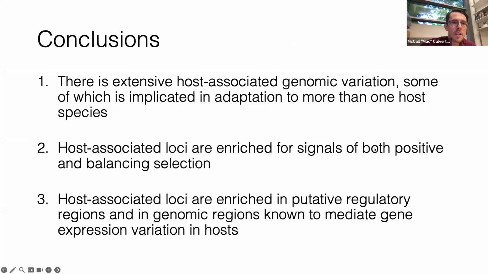And so just to conclude, we found extensive host-associated genomic variation, some of which is implicated in adaptation to more than one host species, that host-associated loci are enriched for signals of positive and balancing selection, and that we need more manipulative studies to figure out if this is from coevolution or maybe unidirectional host adaptation. And then finally, that host-associated loci are enriched in putative regulatory regions and in genomic regions known to mediate gene expression variation in their host plants.